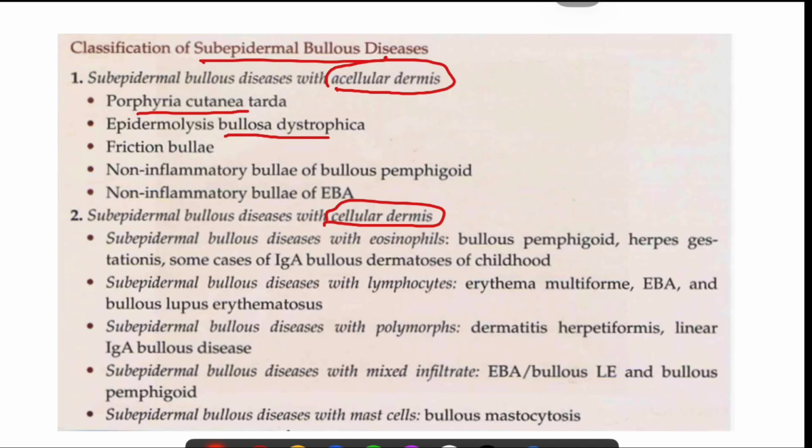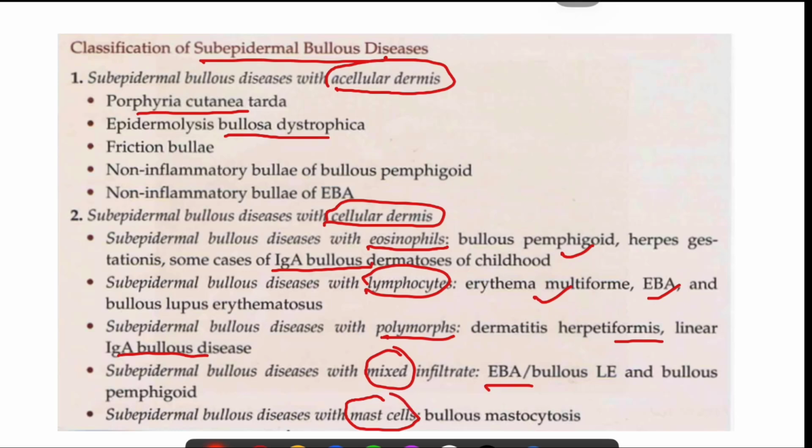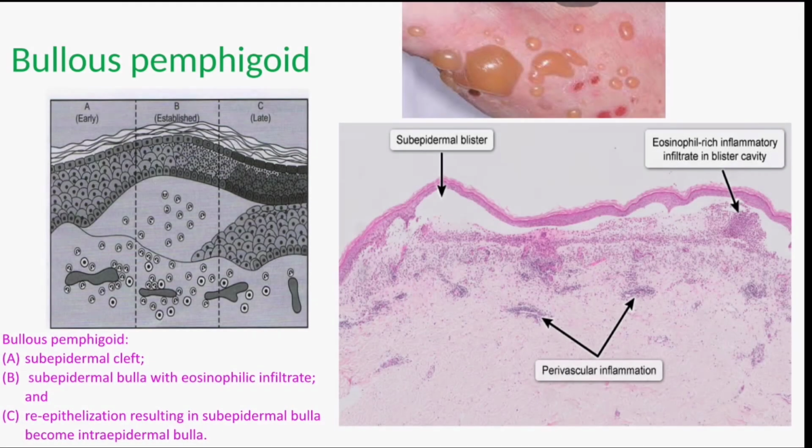If cellular dermis is present, where eosinophils are present, then it is bullous pemphigoid, herpes gestationis, some IgA bullous dermatosis of childhood. If lymphocytes are present, then erythema multiforme, EBA, bullous lupus erythematosus. Now, if polymorphs are present, one is dermatitis herpetiformis and linear IgA bullous disease, mixed inflammatory, EBA, bullous lupus erythematosus or bullous pemphigoid, and if mast cells are present, it is bullous mastocytosis.